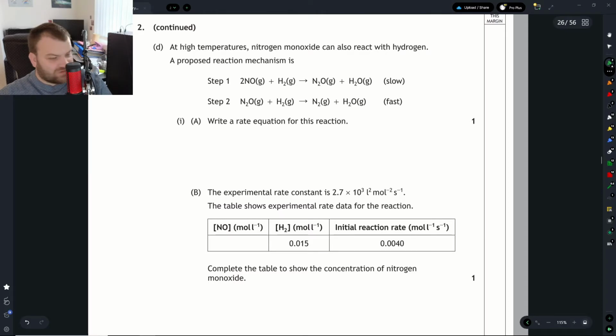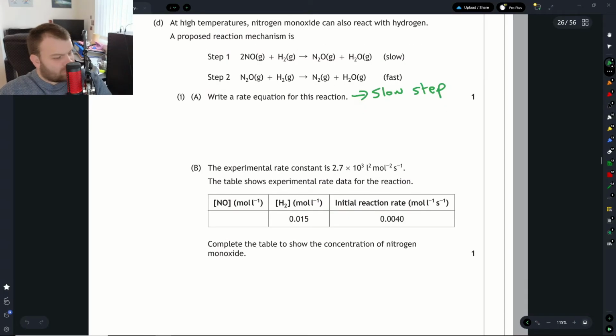Next up, we want a rate equation. This has to be on the slow step. That means we only care about the top one. The way that this works is that rate equals the rate constant, which is lowercase k. And then we want the concentrations of the reactants involved in step 1. We have our nitrogen monoxide. Because it has a balancing number of 2, we want to put the power of 2 for that one. Whereas our hydrogen is just going to be by itself, where we get this.